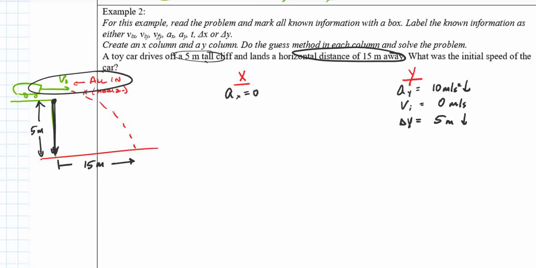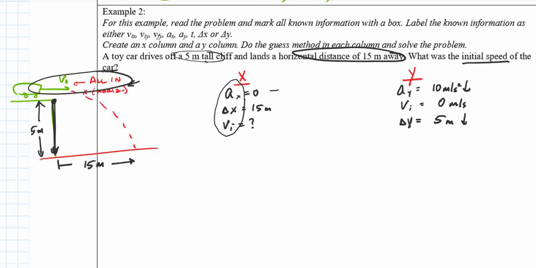Well, it's a distance because it's in meters and it tells us it's a distance. And because it's in the x direction, that's how far we move in the x. Our delta x is 15 meters. And what we want to know is the initial speed of the car. Well, the initial speed of the car is all in the horizontal direction. We want that initial speed.